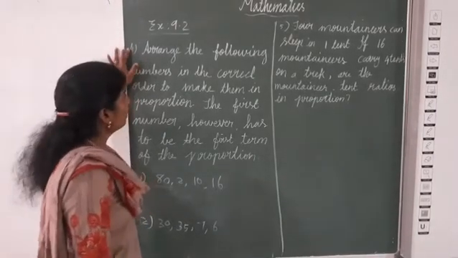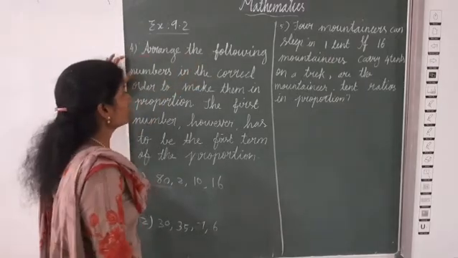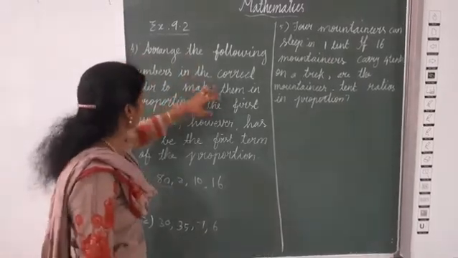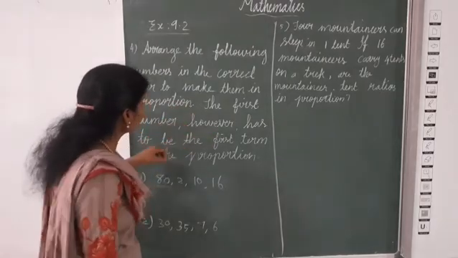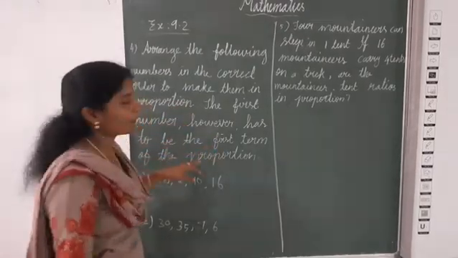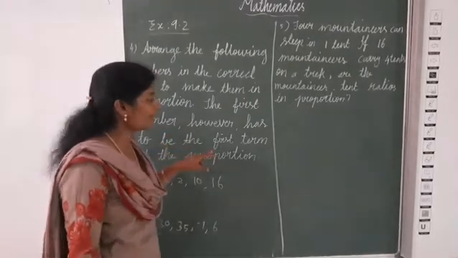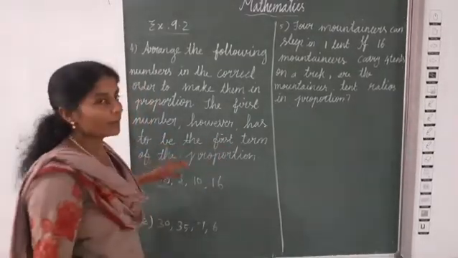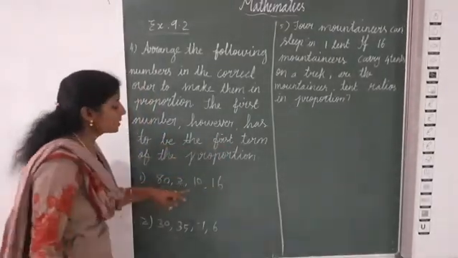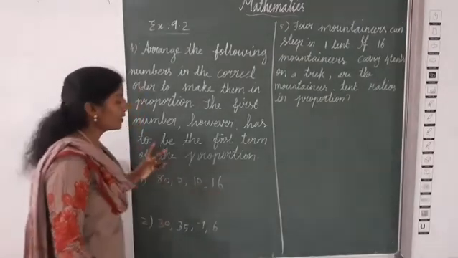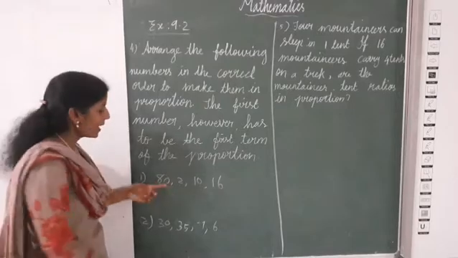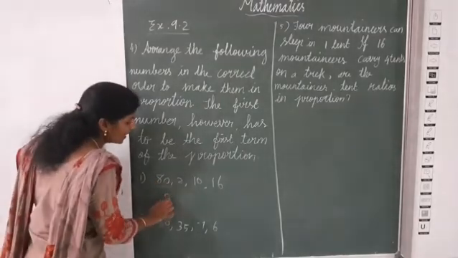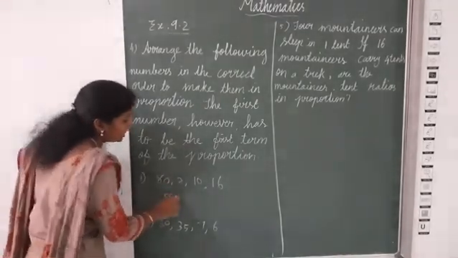Now, fourth one, arrange the following numbers in the correct order to make them in proportion. The first number, however, has to be the first term of the proportion. 80, 2, 10, 16. However you arrange, we don't change the first term. The first term is always the first number. First number you don't change.